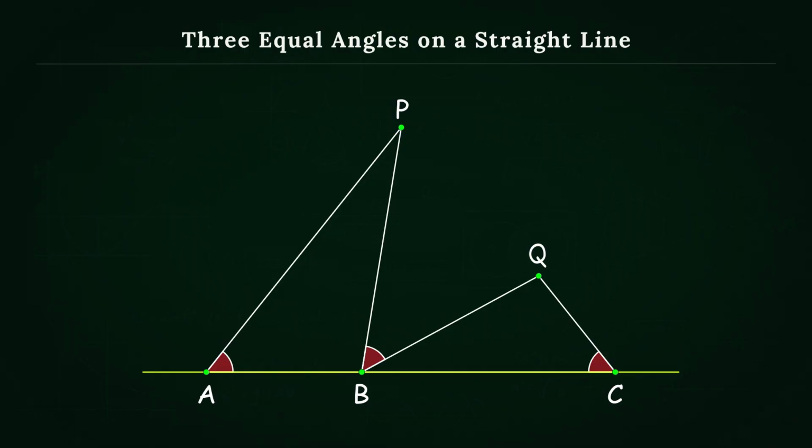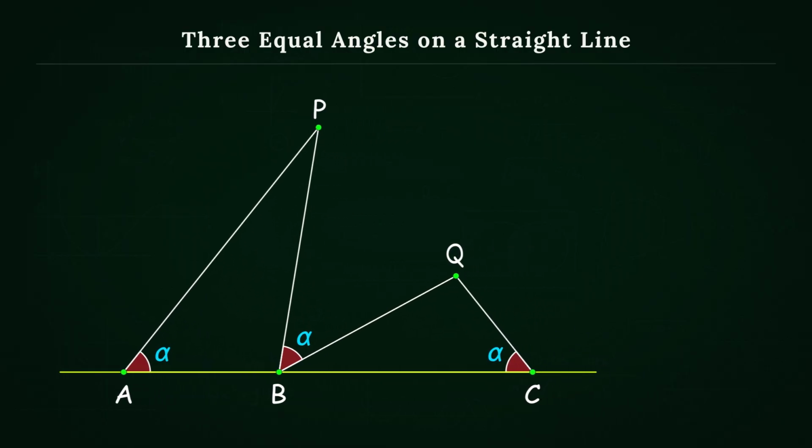Here we have 3 equal angles on a straight line. Let's label each one as alpha. Next, let's look at these 2 angles. We'll label them angle 1 and angle 2. Now, let's look at this triangle.